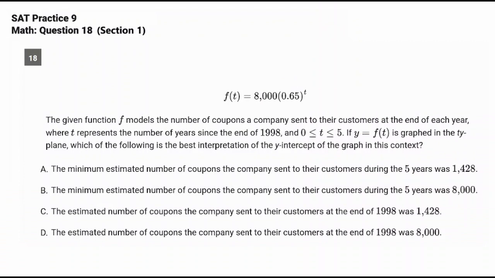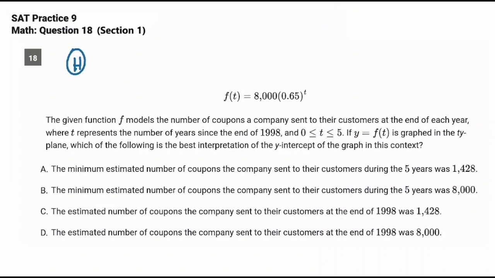We're on SAT Practice Test 9, Math Section 1, Question 18. What's the level of difficulty here? It's hard. You've got a function. The given function f models the number of coupons a company sent to their customers at the end of each year, where t represents the number of years since the end of 1998. T is bigger than or equal to 0 and less than or equal to 5. If y equals f of t is graphed in the ty plane, which of the following is the best interpretation of the y-intercept of the graph in this context?